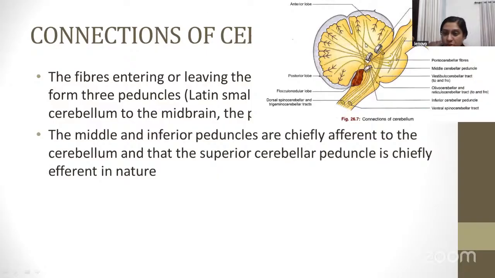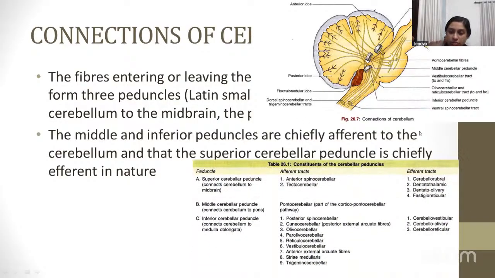So this is the superior cerebellar peduncle. It connects the cerebellum with the midbrain. Okay. And the middle cerebellar peduncle connects the cerebellum with the pons. And the inferior cerebellar peduncle connects with the medulla. So we have three peduncles, and the middle and inferior have afferent tracts, and the superior is usually mainly concerned with the efferent tracts.